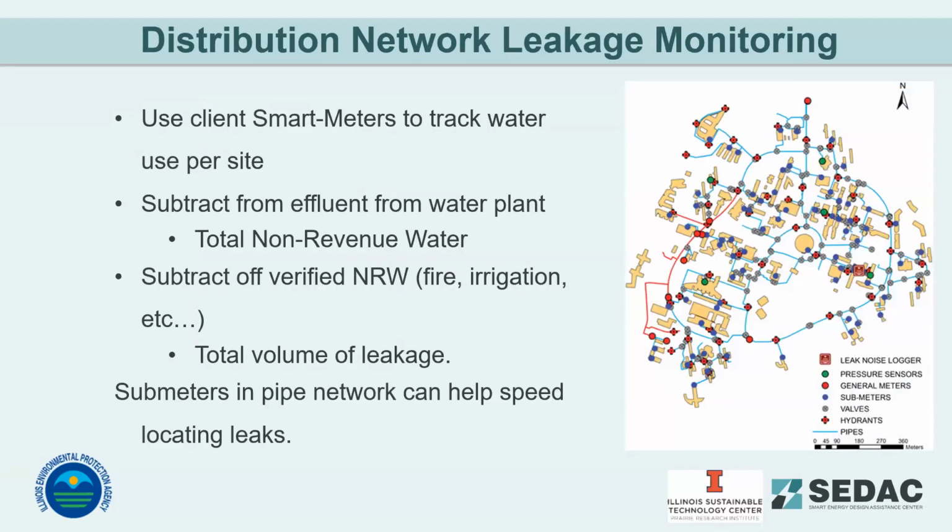The distribution network leakage monitoring. So you use the client smart meters to track the water per site. This way you can see how much water is going through each sampling point to make sure you're not losing anything anywhere. You can subtract the effluent from the plant water, and then the total non-revenue water, subtract the verified NRW, so the fire, the irrigation, etc. Then the total volume of leakage, sub-meters and pipe network can help speed locating leaks.